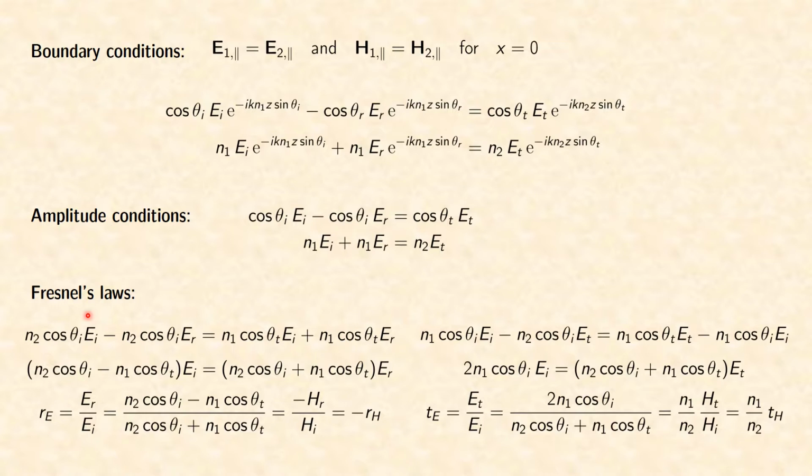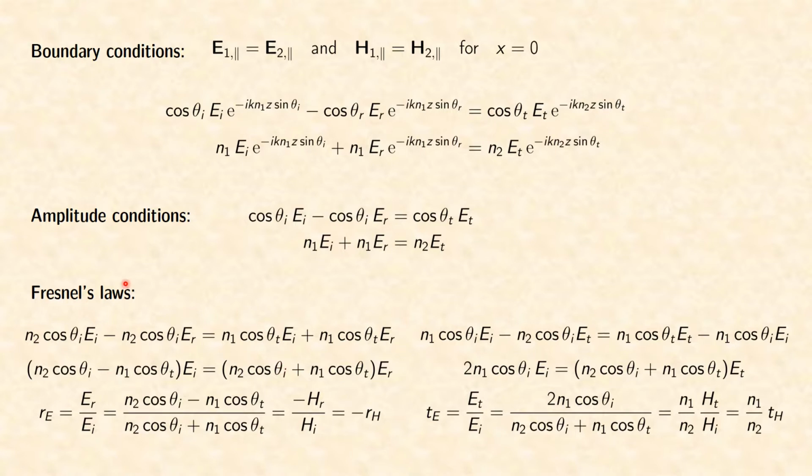And by the way, I realize just now that I did not mention what TE and TM actually means. TE is transversal electric, that means electric field parallel to the surface, and TM means transversal magnetic, which means magnetic field parallel to the surface.